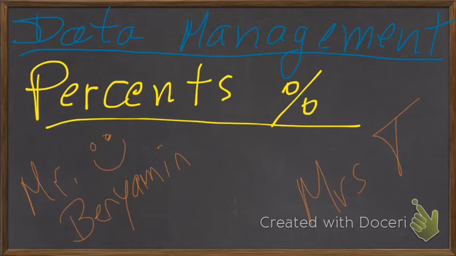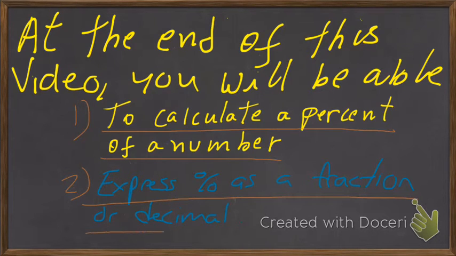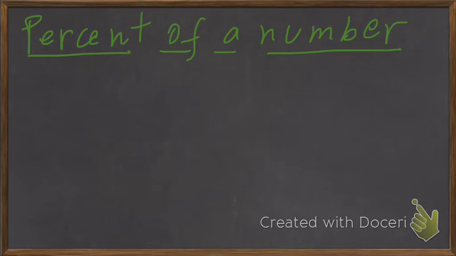So what are we going to start with? Our learning goals. At the end of this video, you will be able to calculate a percent of a number, and also you will be able to express a percent as a fraction or decimal. So nothing too difficult. It's going to be a quick video. It's something that you have already learned about, so we're going to do problems that are a little bit more complex because you're in grade 7, or 8, or 9. You never know.